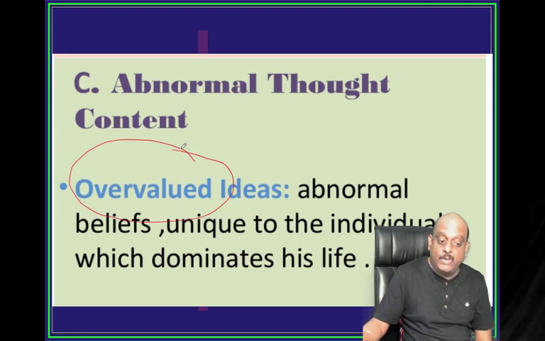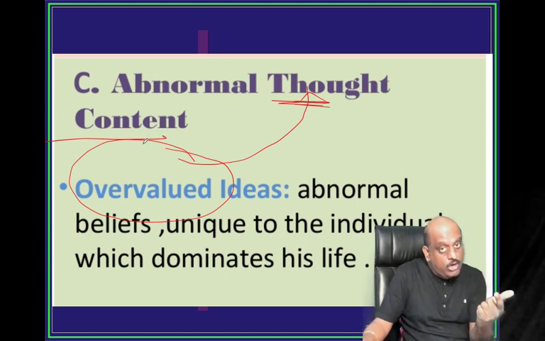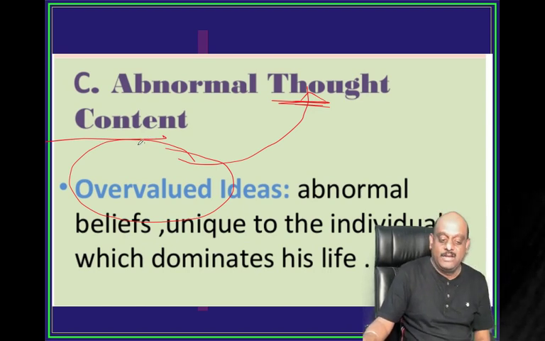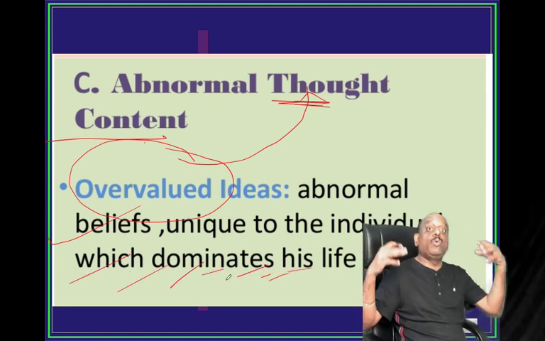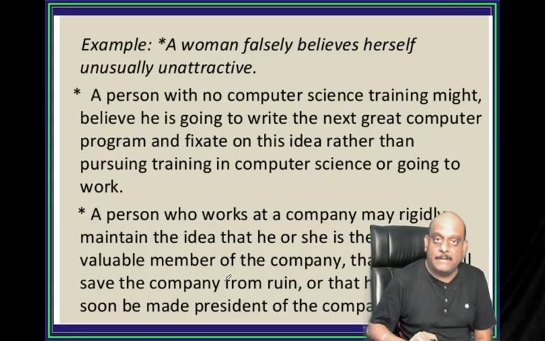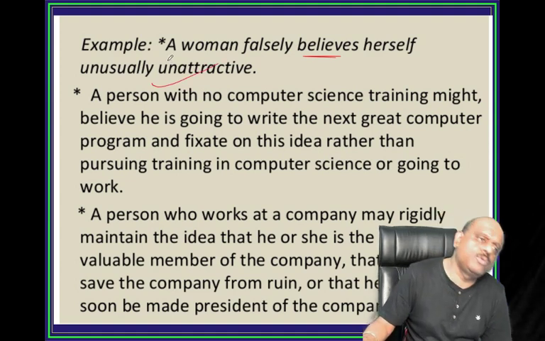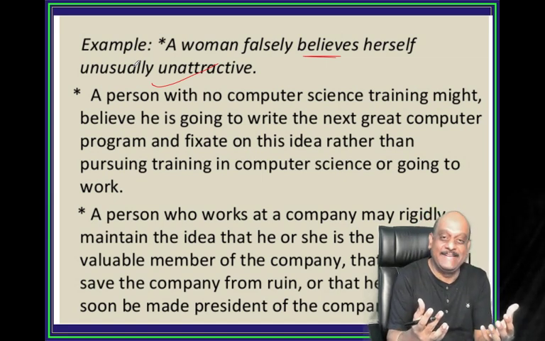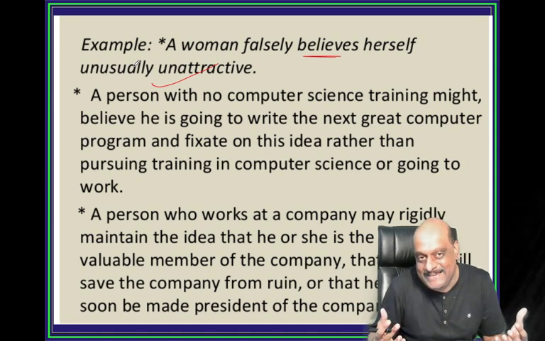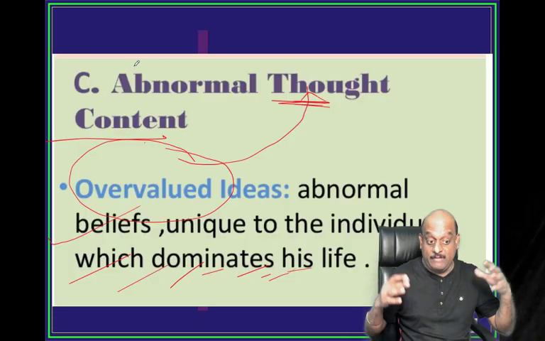Then what are overvalued ideas? Overvalued ideas is an example of abnormality of thought content. Right? Form of thought, flow of thought, content of thought. Abnormal beliefs unique to the individual which dominate his life are called an overvalued idea. Example, a woman falsely believes herself unusually unattractive. तुम कुछ भी बोलो, भाई तुम सुंदरी हो, नहीं मैं बंदरी हूँ. Right? So that is called overvalued idea.